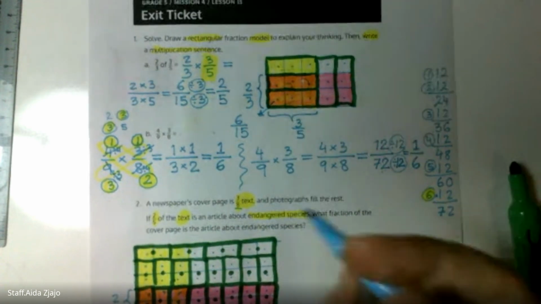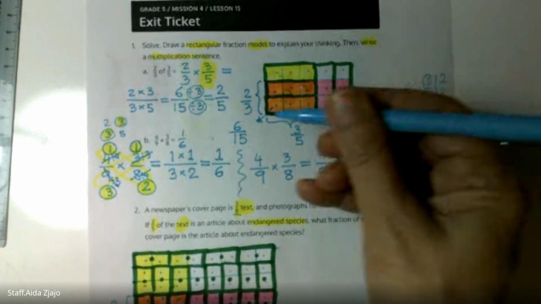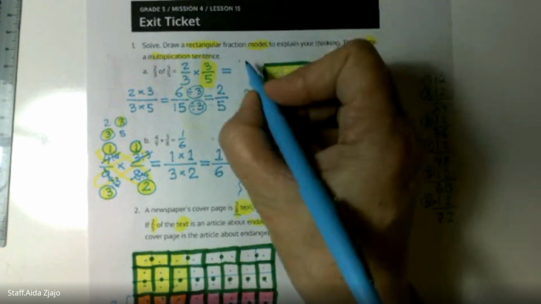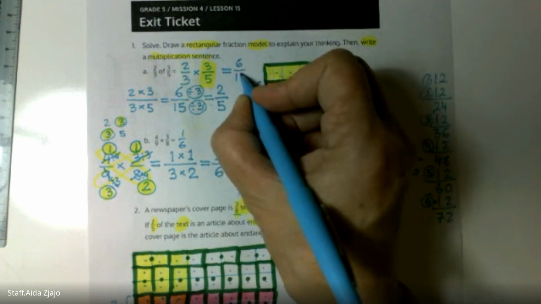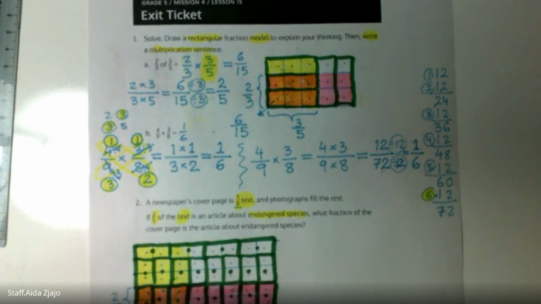I kind of like writing the answer like this: 1/6 here, and then that was 2/5 at the end, or 6/15, just in case. It looks better with the answer up there.